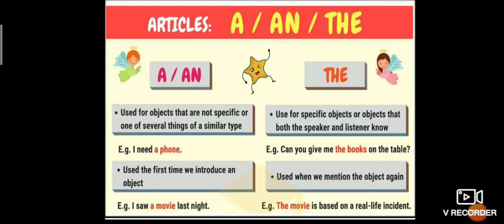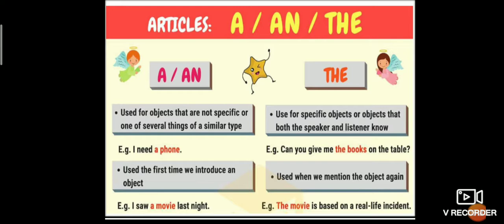Now your definite article the is used for specific objects or objects that both the speaker and listener know. For example, even I know and you people also know about your exams. Alright. So when we are talking about that, there we'll use the because it's specific. We all are aware. The listener is also aware of that. The speaker is also aware. So for such specific things or for such objects, we use the. That is called the definite article. Like, can you give me the books on the table? Means some particular books which were lying there on the table.